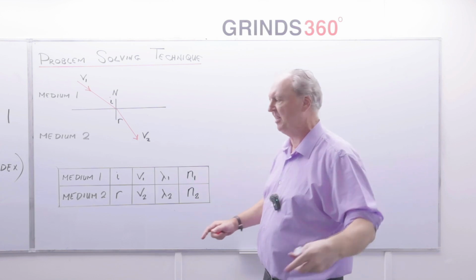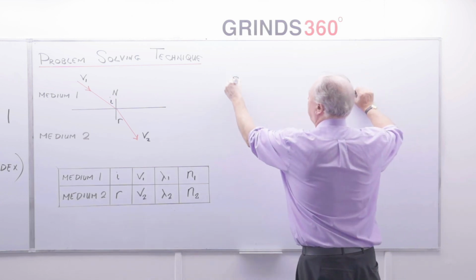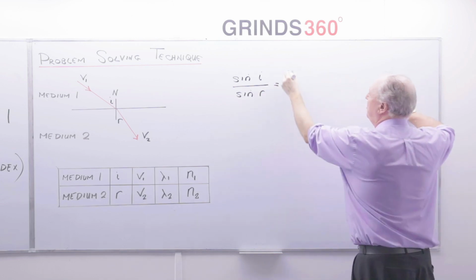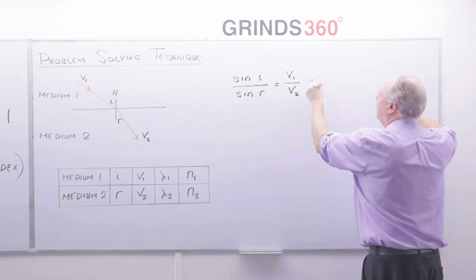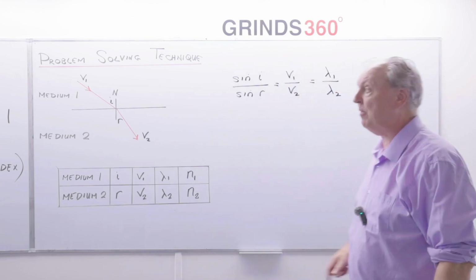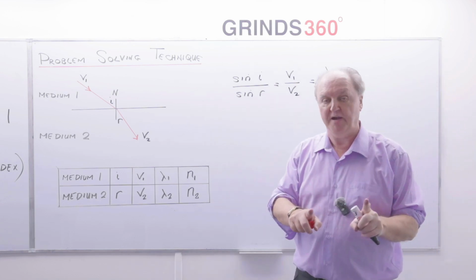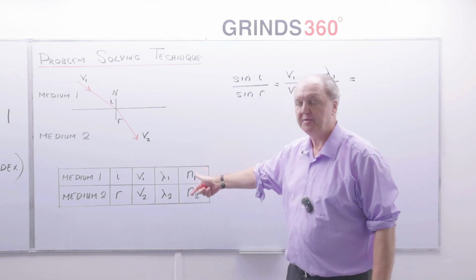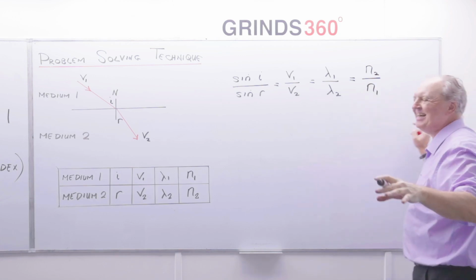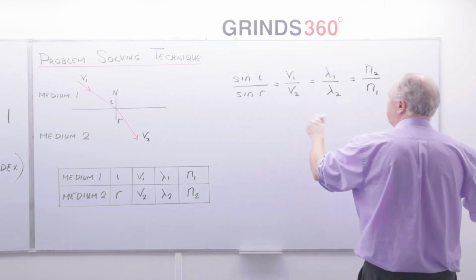Here is my expanded formula now for problems involving refraction of light. We have sine I over sine R is equal to V1 over V2, is equal to lambda 1 over lambda 2. So we've already seen those three parts, and now we're just going to add on a fourth part, the refractive indices, but you've got to be careful here. You've got to turn these upside down. It's equal to N2 first over N1. Why is that? It's just the way that we measure refractive indices. Don't worry about it. But that's now my expanded formula.